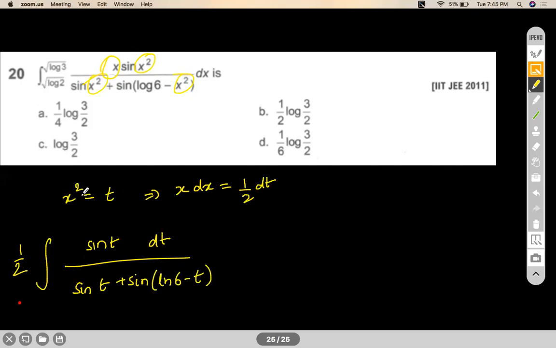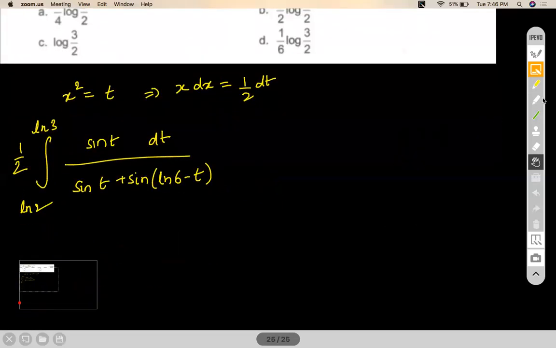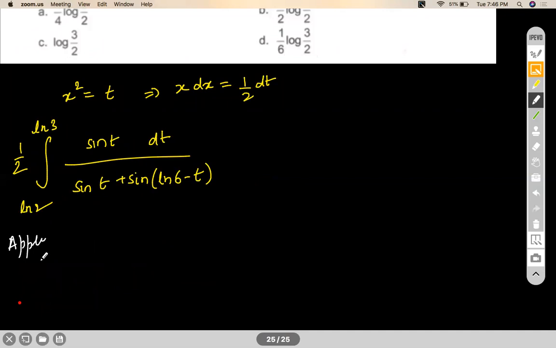Now what about limits of integration? When you put x as log 2 under root here, t will become ln 2. And when you put under root ln 3, this will become ln 3. Now this is a simple problem actually. Now you can go for KP. So apply King's Property. So this will become half. Now you are replacing your t with a plus b minus t.